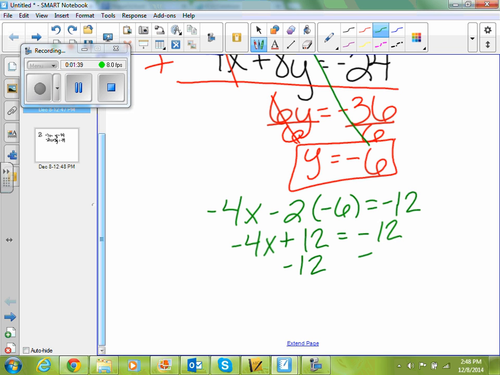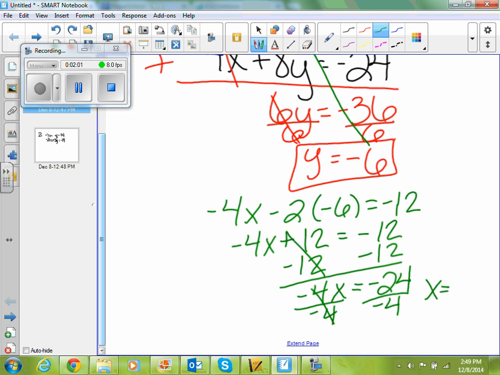Okay, so I'm going to subtract 12 from both sides. So I get negative 4x equals, what's negative 12 minus 12? Negative 24. What's my last step? Okay, so I'm going to divide by negative 4. So x equals positive 6. Okay, so y would equal negative 6. X would equal positive 6.